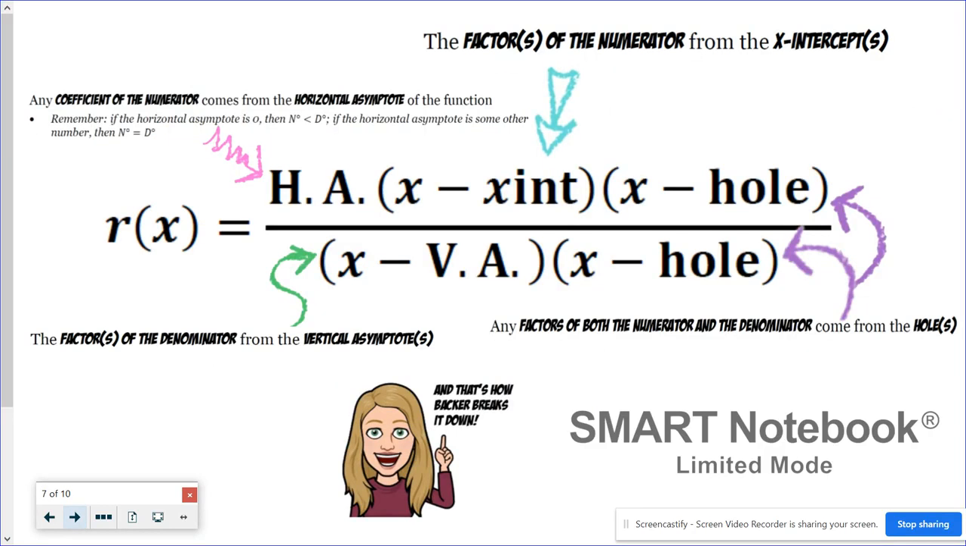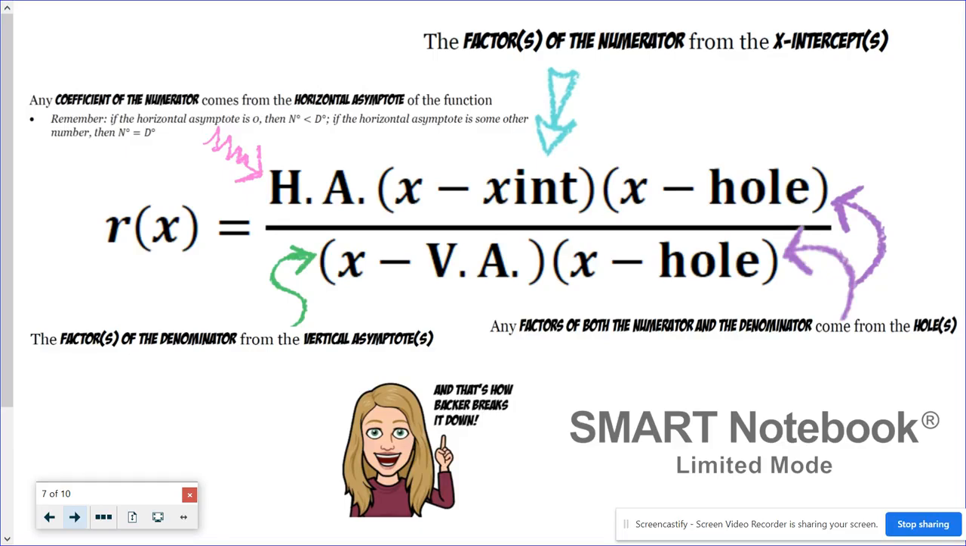So that's how you write a rational function given its graph or a description of its graph. In the numerator, you're going to have the horizontal asymptote as your coefficient. The factors x minus the x-intercepts for any x-intercepts. In the denominator, you'll have a factor for x minus the vertical asymptotes.